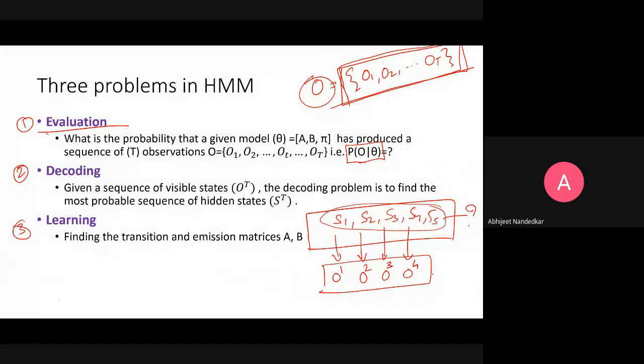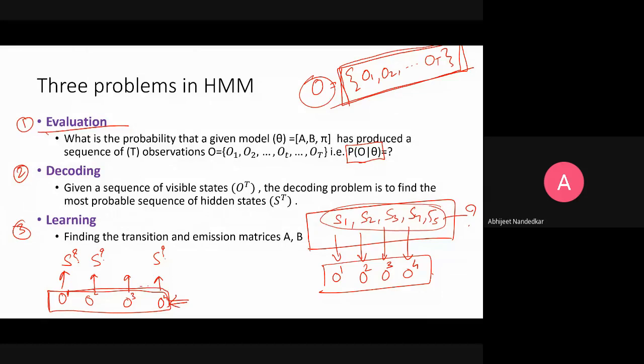So predicting, when the machine emitted symbol 1, what was the state at that time? Then the machine emitted symbol 2, what was the state at that time? So we want to find out like this. Given this set of symbols which are observed, what is the best possible sequence of hidden states, or what is the most probable sequence of hidden states?